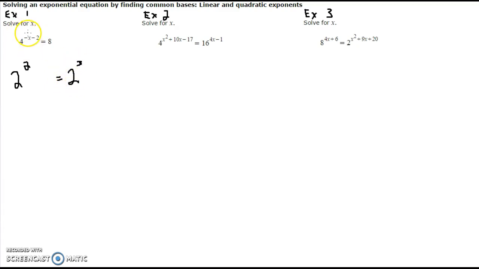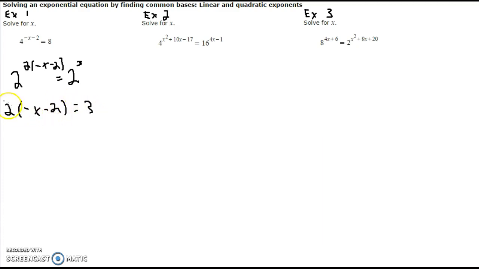Since this already has negative x minus 2, I'm going to go ahead and write that right here. Negative x minus 2. And once I have my bases the same, they're both 2's, I can get rid of them. So then I'm just left with the exponents. So 2 times negative x minus 2 is going to equal 3.